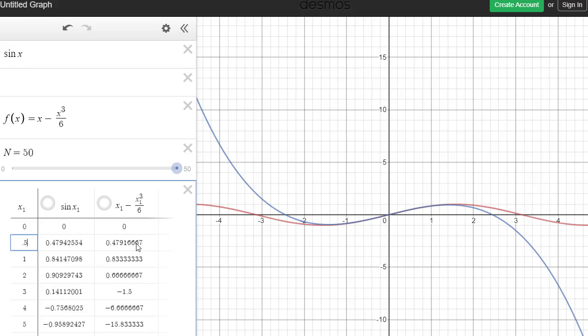So there's a brief introduction on how to build a Taylor polynomial. In the next couple of videos, we'll be doing more examples of these along with shifting the center off of 0. We'll see you then.